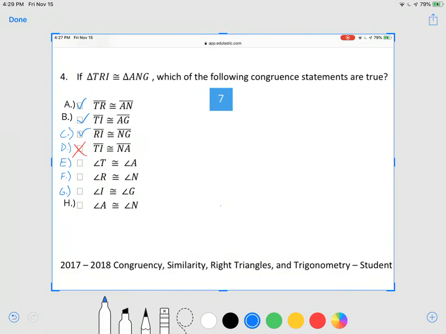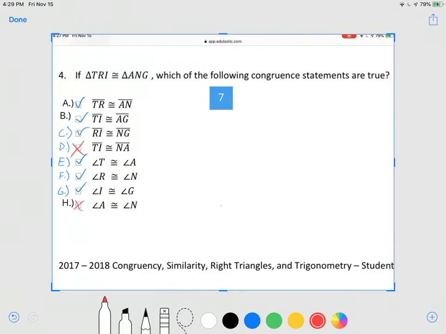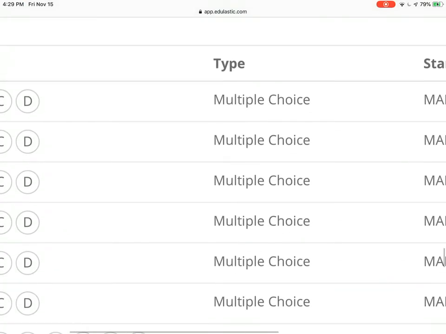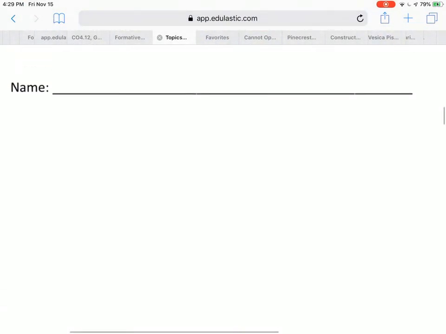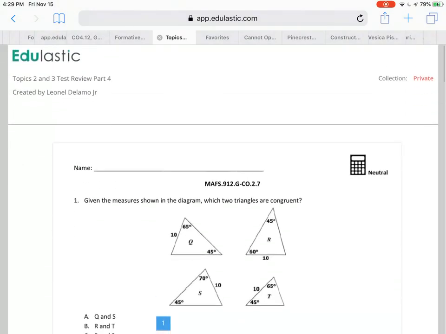E says angle T is congruent to angle A. That's true. Angle R is congruent to angle N. That's true. Angle I is congruent to angle G. That's true. Angle A is congruent to angle N. That's not true. A and N could be congruent if it was an isosceles triangle or if it was an equilateral triangle, but we're not given that information, so we can't be sure. Okay, so that's it for that one, and that's the end of part 4.